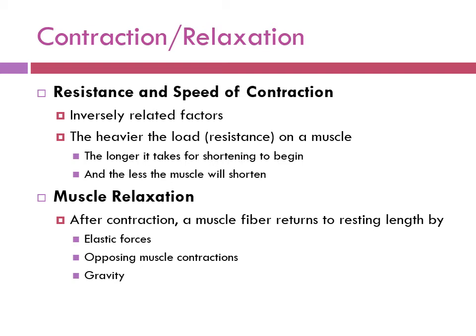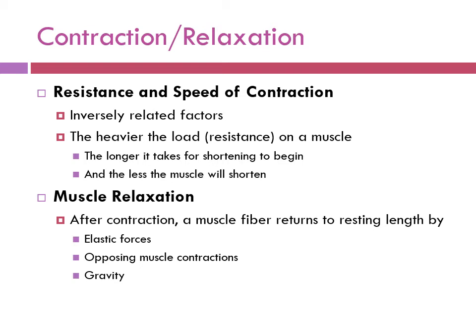Resistance and the speed of contraction are inversely related. What this means is that the heavier the load, so the load would be the resistance, the longer it takes for the shortening to begin. So if you, again, have your arm at that 90-degree angle, 5 pounds, easier to lift, less resistance. 50 pounds, much harder to lift. It takes longer to initiate that contraction and the shortening of the muscle.